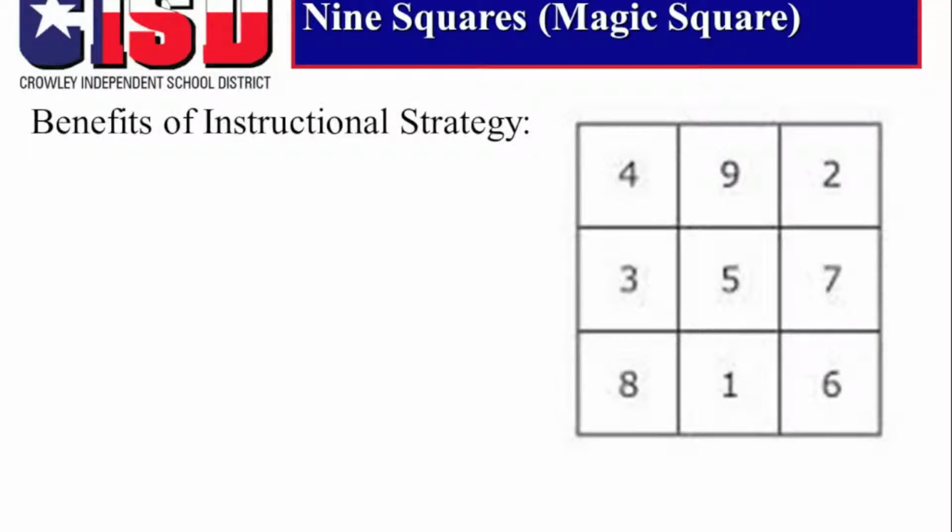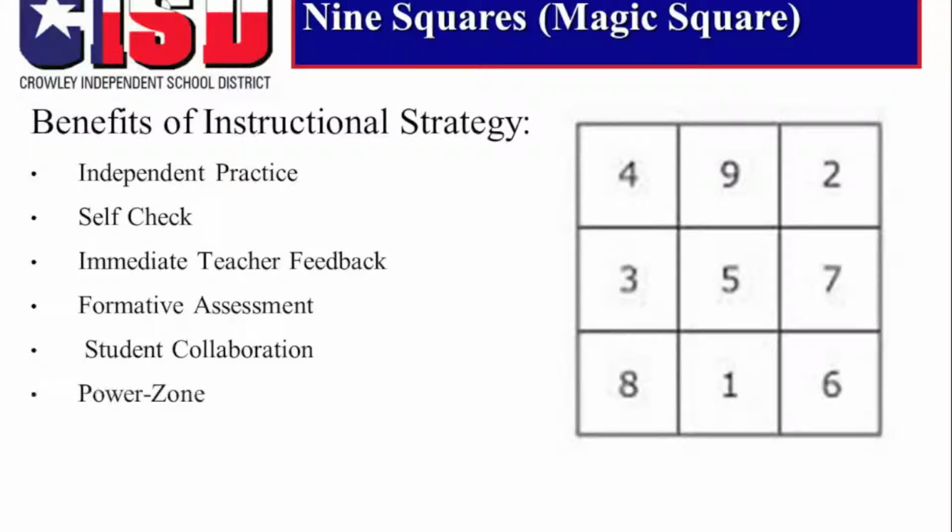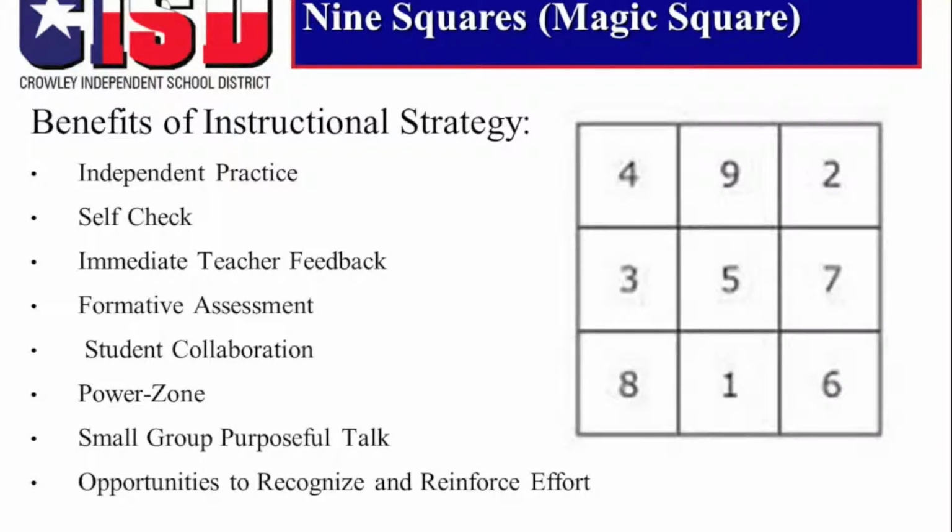Benefits of the 9 squares are independent practice, self-checking, and immediate teacher feedback. This instructional strategy can provide formative assessment information and collaboration among students. This strategy will also enable teachers to move into a facilitative, feedback-giving role and rove around the room as needed. Standing just about anywhere, teachers can easily hear students' conversations and see their thinking evolve. This method incorporates working in the power zone, small group purposeful talk about the learning, and opportunities to recognize and reinforce effort from the fundamental 5.